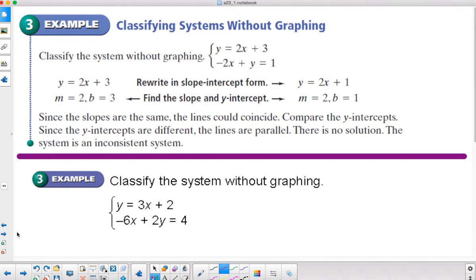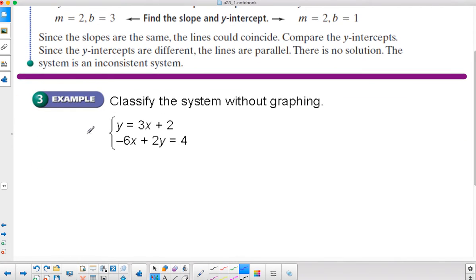All right, so let's take a look at the final example. It says, classify the system without graphing. So what you're doing is looking at your slopes first. If the slopes are the same, then it's either parallel or same line, meaning it's either inconsistent or dependent. And then you look at your y-intercept. If they are the same, then it's dependent. If your y-intercepts are different, then that means that you have parallel lines and it would be an inconsistent type of system.